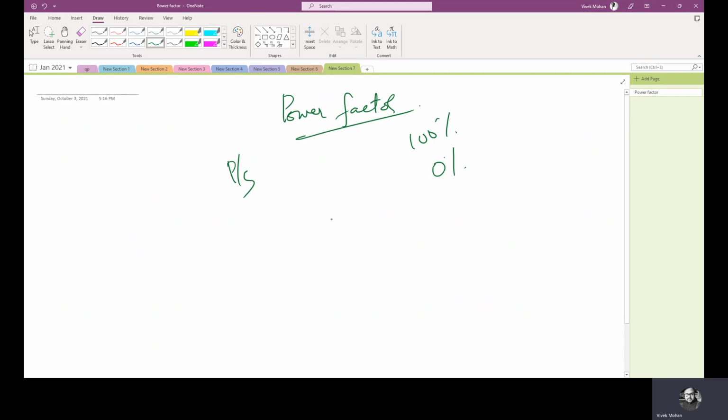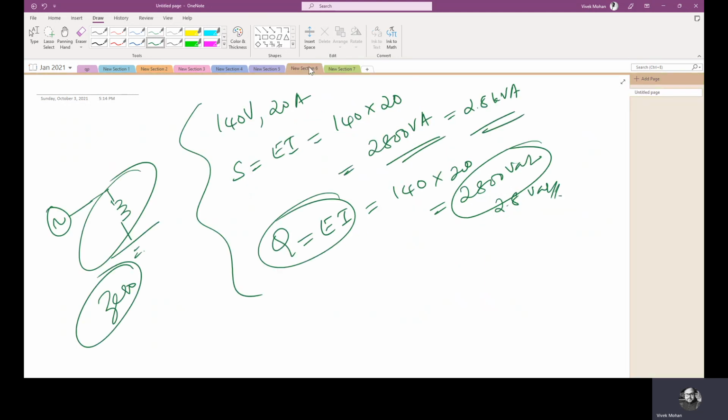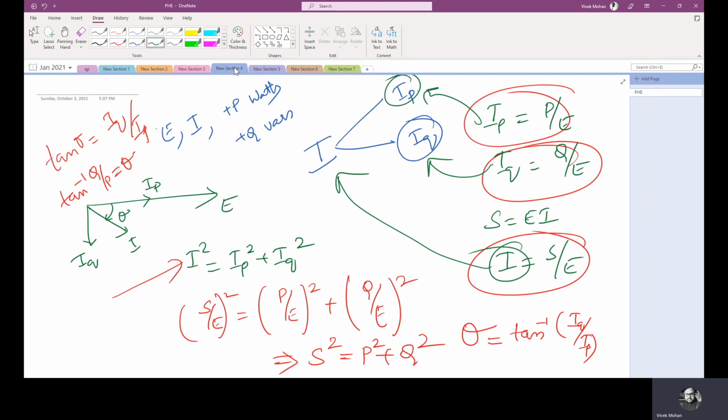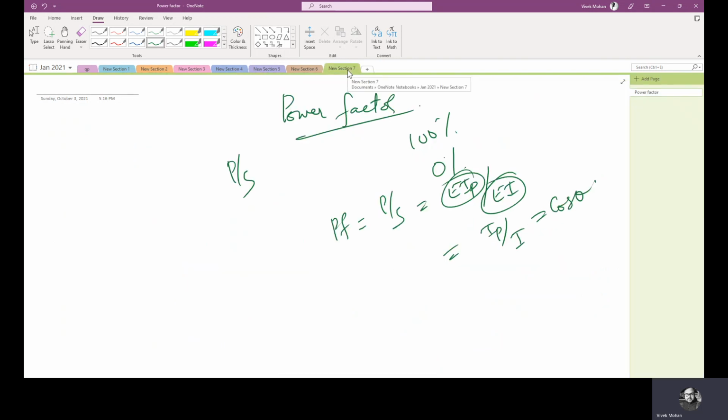So power factor equals P by S equals EI_p divided by EI. This is apparent, this is active, which is equal to I_p by I, which is equal to cos theta from the previous figure. I_p by I, which is equal to cos theta. Now we will apply this in a problem.